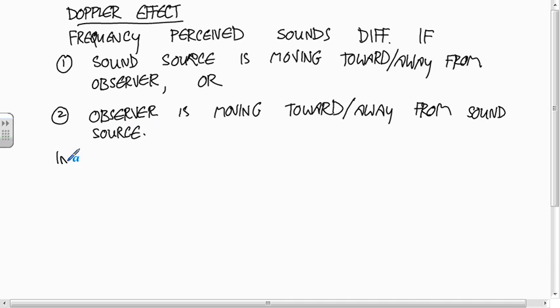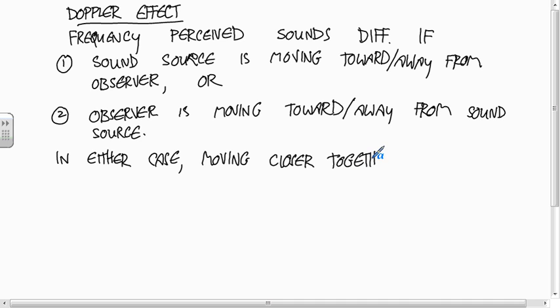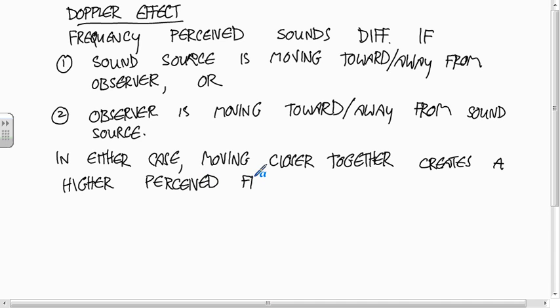In either case, moving closer together creates a higher perceived frequency and moving farther apart creates a lower perceived frequency.